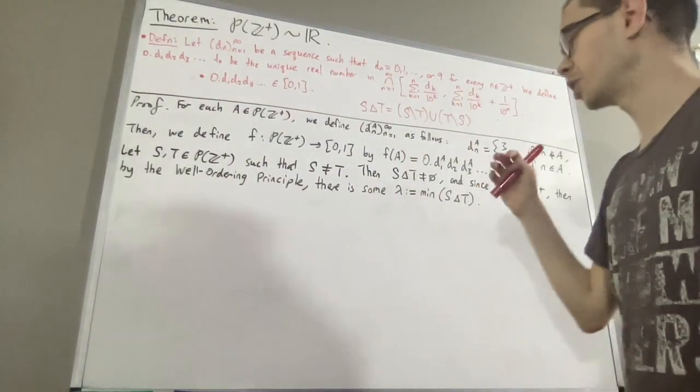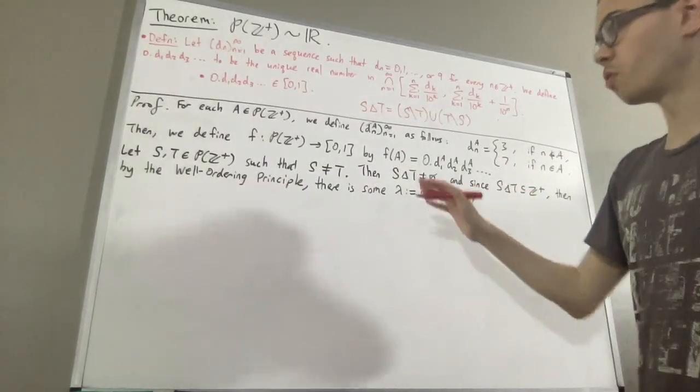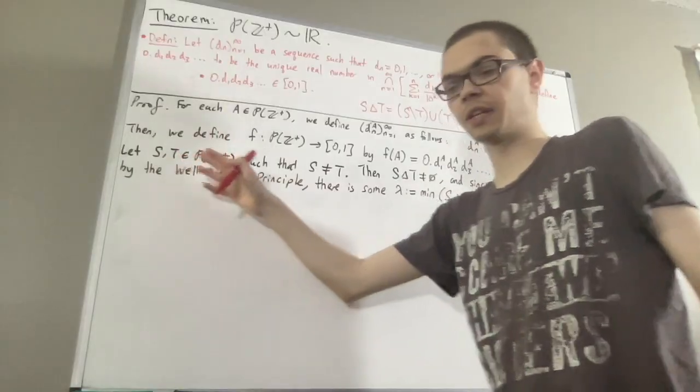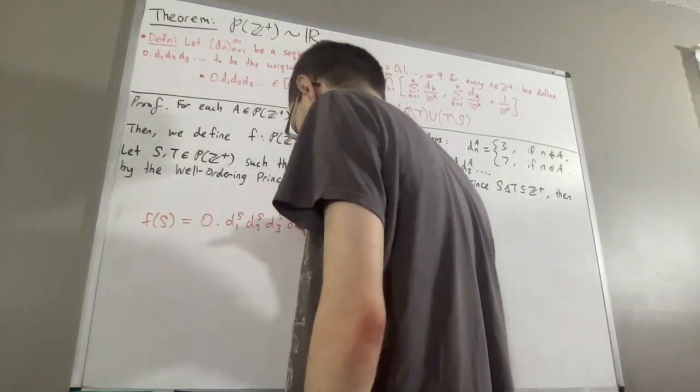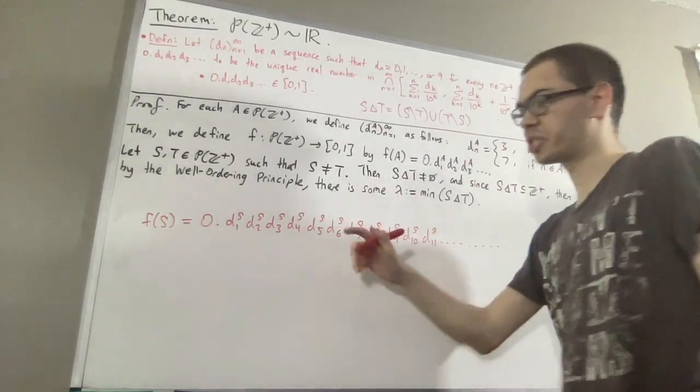Now, I do want to talk about why we're doing this. So, first of all, what do f of S and f of T look like? F of S looks something like this, and f of T looks something like this.